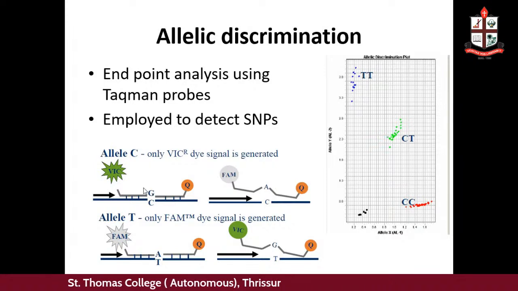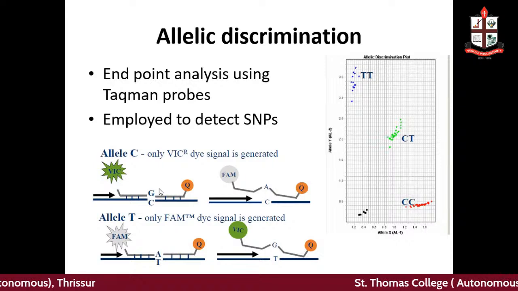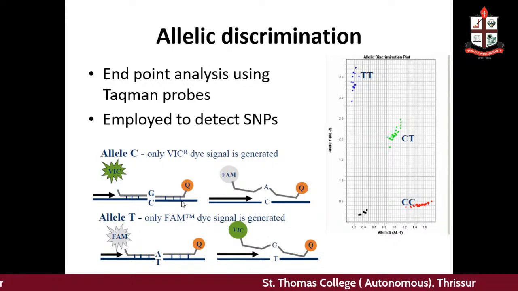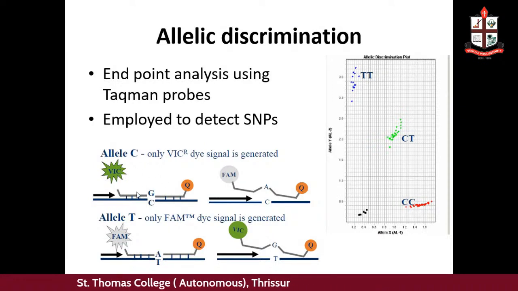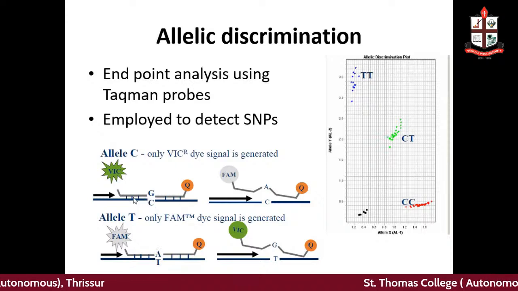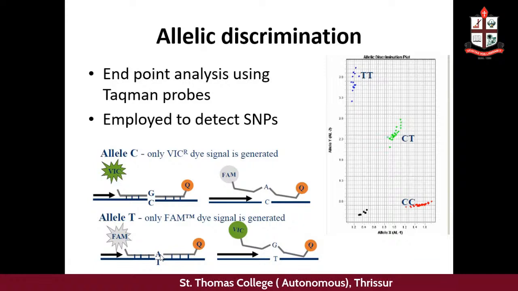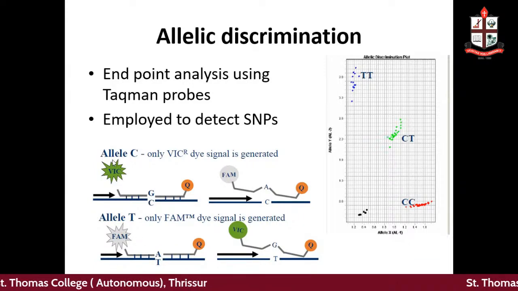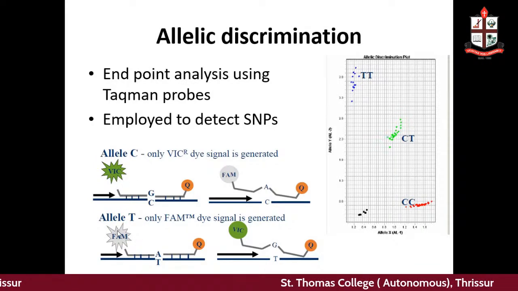So here we cannot go for SYBR chemistry. Here we have to use TaqMan chemistry because SYBR binds to all double-stranded DNA. So for allelic discrimination using SNPs, what we do is we design two different TaqMan probes, one which binds to one of the alleles of the SNP and the other which binds to the other allele of the SNP. And these two probes will be attached with different fluorescent molecules. So here this probe is attached with VIC and this probe is attached with FAM. So these two have different fluorescence.